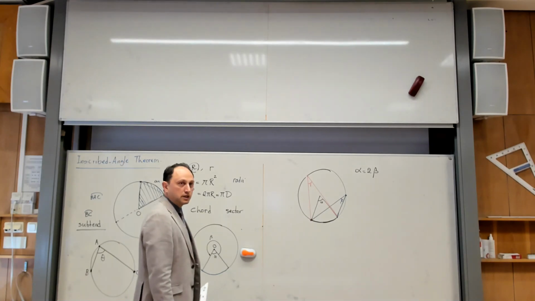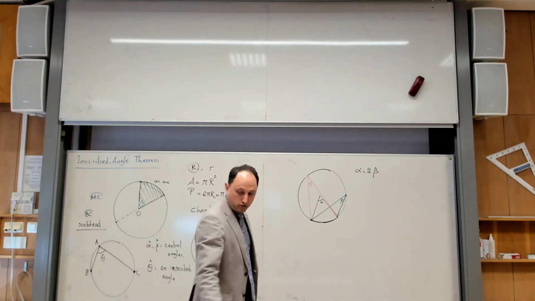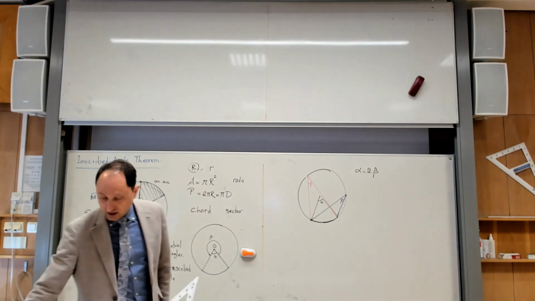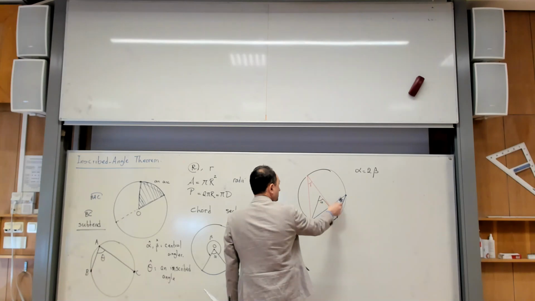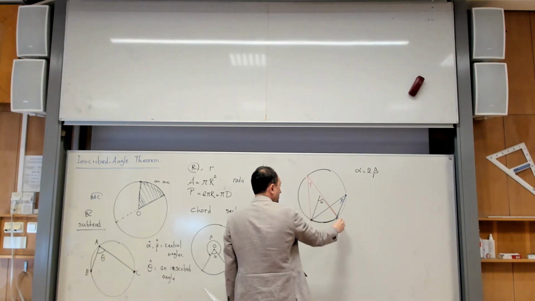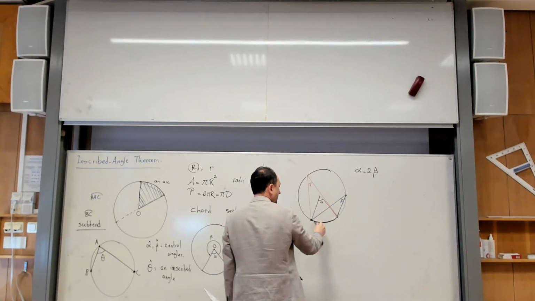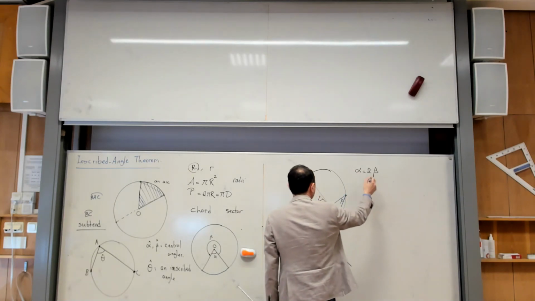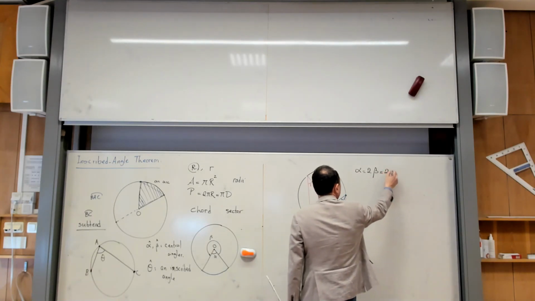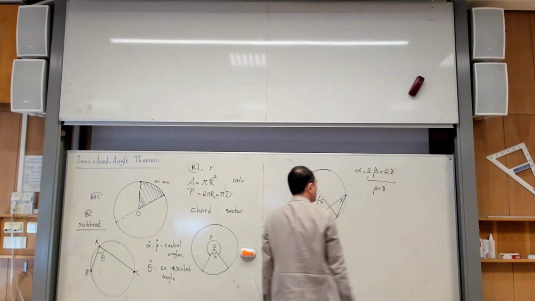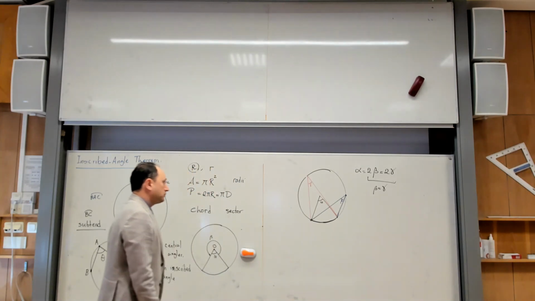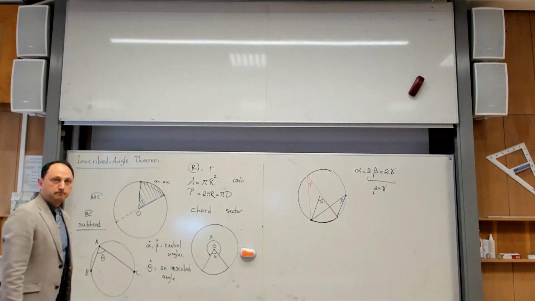Is that clear? So here, if I want to add to this list, I would say that if this is the picture that I have, two of them are inscribed, but subtending the same arc. So alpha is equal to 2 gamma. This means that beta and gamma are also equal to each other. But we want to see why this is the case.